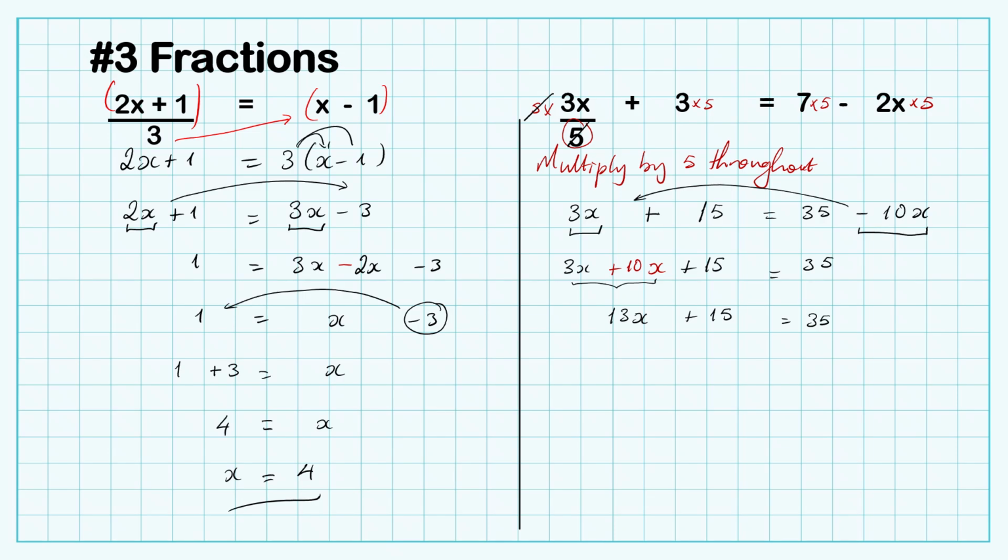And by now, you will have understood that plus 15 has to change side. And when it changes side, it becomes negative 15 on that side. And the rest will have to come down as they are because they are spectators. They don't do anything. We just copy them down. Now, what we're going to get is 13x equals 35 minus 15, that's 20. So that 13 also needs to change place. So we're going to get x equals 20 over 13.